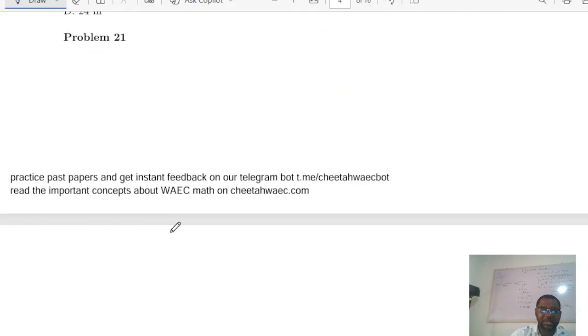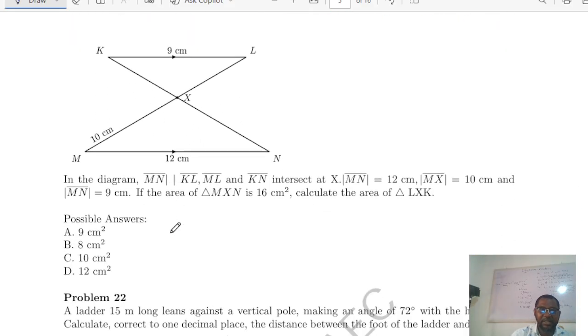Okay, this is getting interesting. Now, this leads us to this one, which looks interesting too. In the diagram, side MN is parallel to side KL. So this is MN parallel to KL, good. And ML and KN intersect at X. So this is where they intersect. And MN is 12 centimeter.